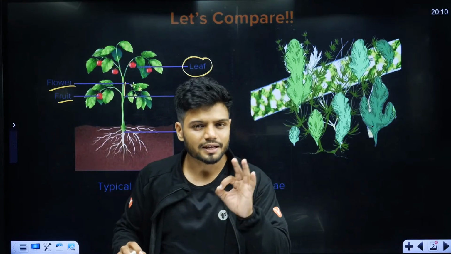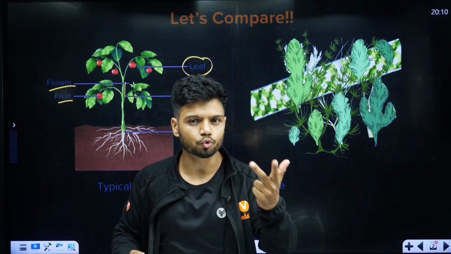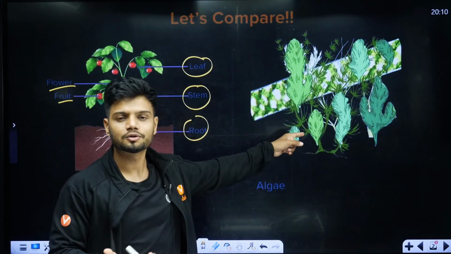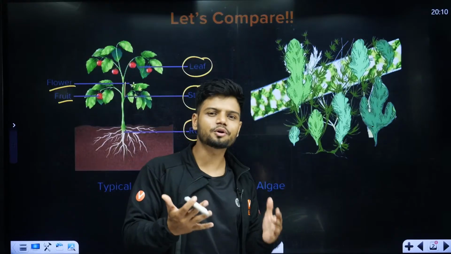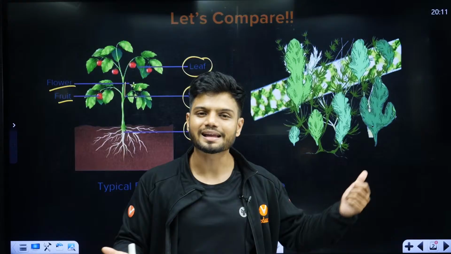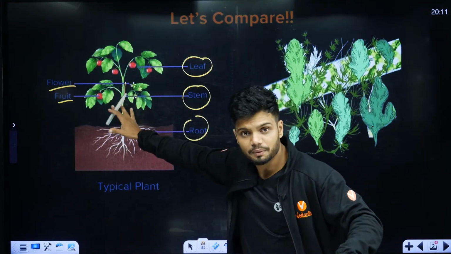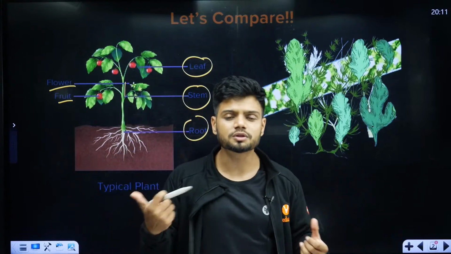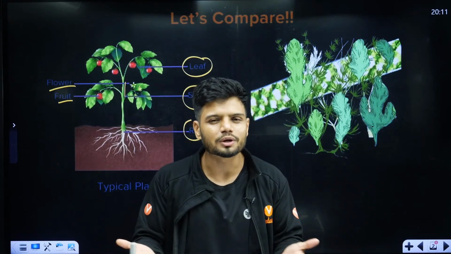Students, can you see the flower, fruit, root, shoot, stem, leaf? Here, you can't. Then why do we call it an algae? Why do we call algae a plant then, students? See, this is a plant, this also is a plant. Then why do we call both of them plants when they do not look like each other?